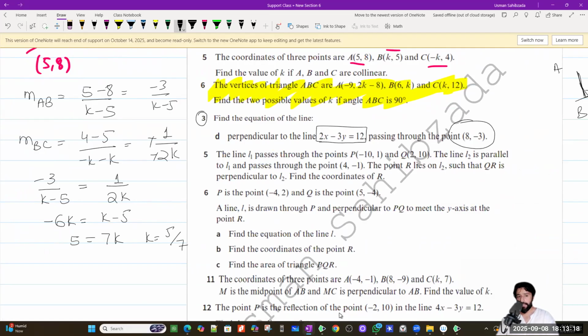You have to rewrite this line: 3y equals 2x minus 12, divided by 3, so you are able to pull the gradient out. The perpendicular line's gradient is the negative reciprocal of this, and you can simply use this point. So theory done. Let's move to 5.